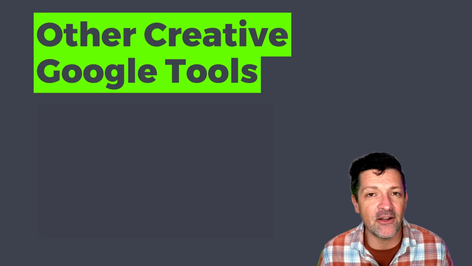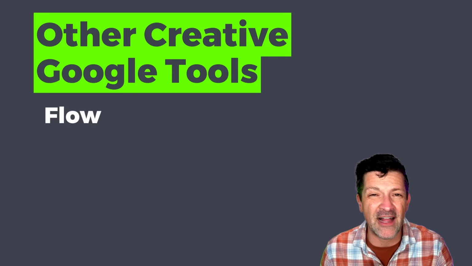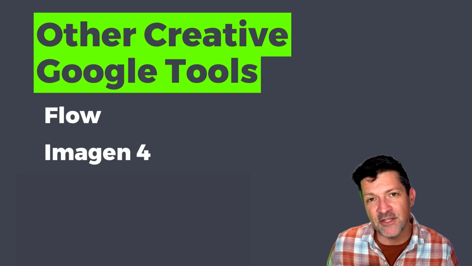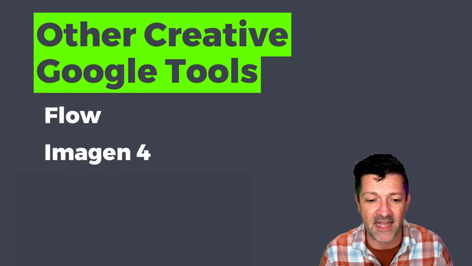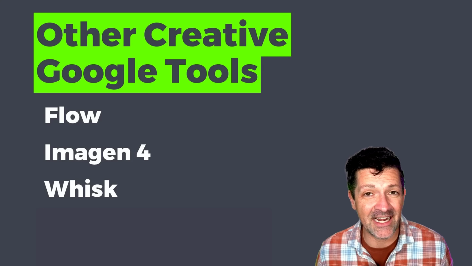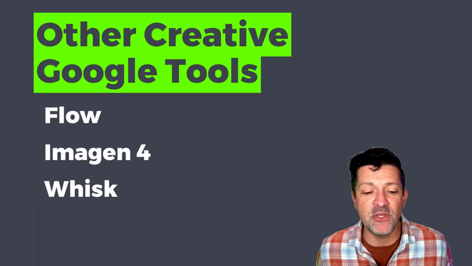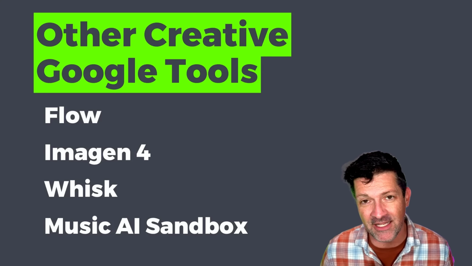If you wanted to stay entirely inside the Google ecosystem, you can experiment with a tool called Flow, which will allow you to do similar things. There's also Imagen 4, which is another image generation tool, but not as good as Nano Banana, so that one has fallen by the wayside quite a lot. There's Whisk and Whisk Animate that might be good for rapid creative exploration. There's also Music AI Sandbox, which is still in its early days, but if you're a musician, you might want to keep your eye on that.